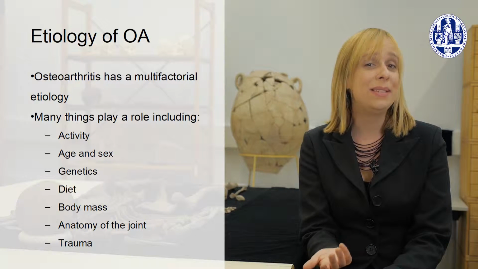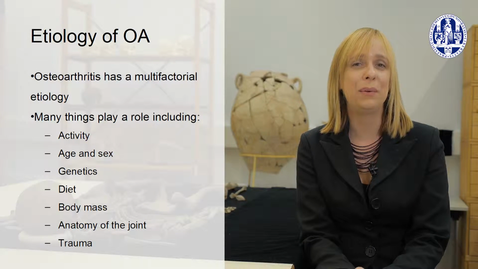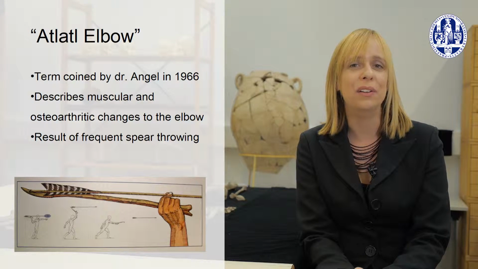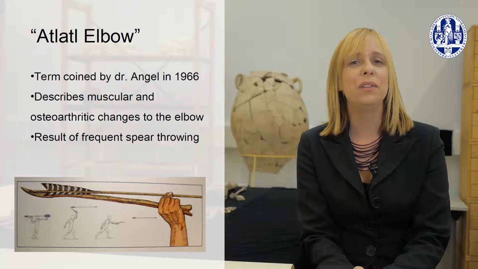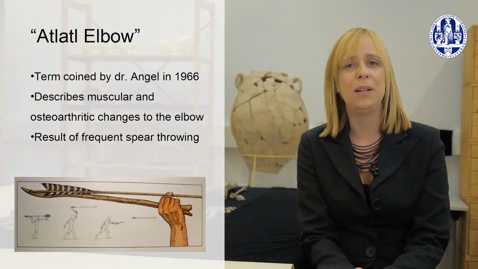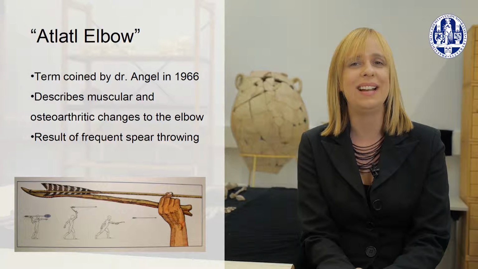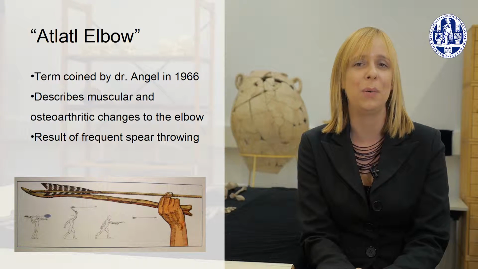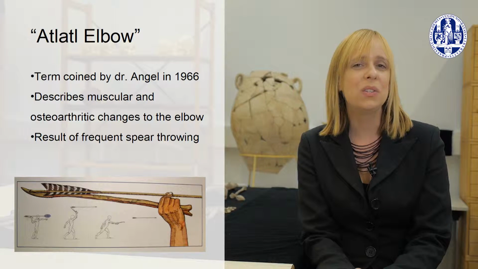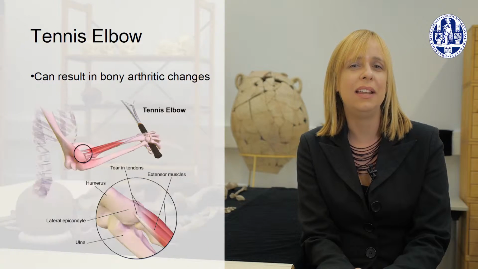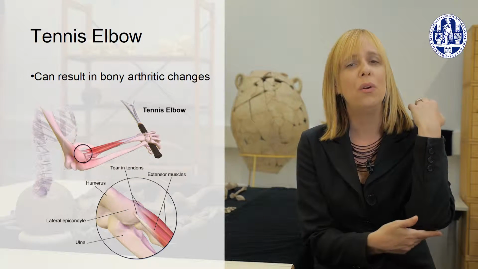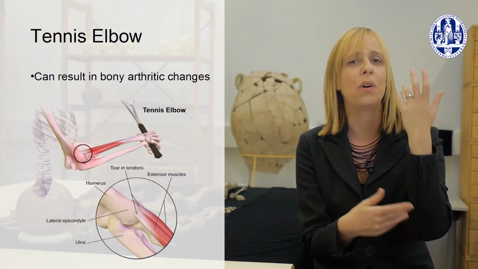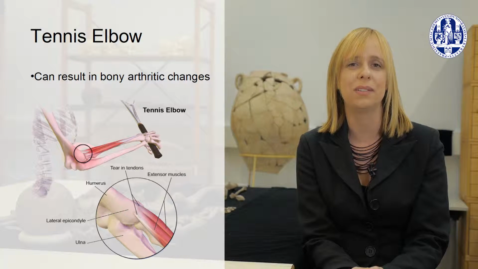By way of a famous example of the effect of rigorous repetitive activity, we have what was coined atlatl elbow, caused by regular spear throwing, coined by Dr. Angel in 1966, one of the early scholars to demonstrate the usefulness of this field of inquiry. And in fact, this is quite like a modern condition known as tennis elbow. Extreme overuse of the extensor muscles on the back of the arm and around the elbow will cause bony arthritic changes.